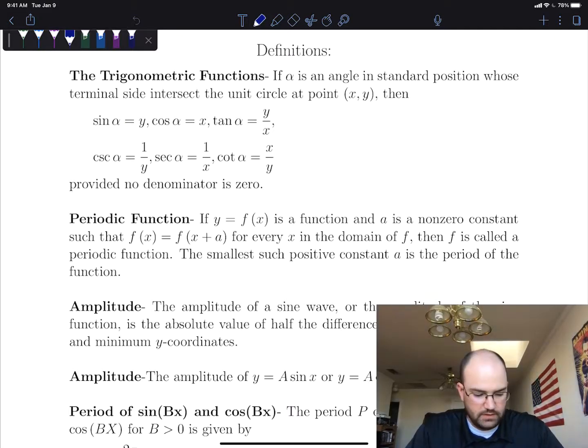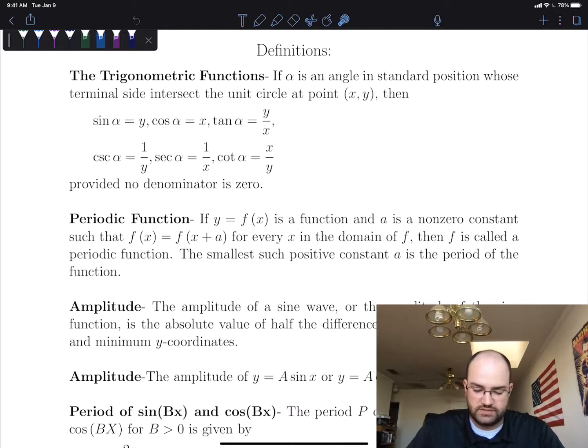Hello. In this video, we want to look at some definitions. The first is the trigonometric functions. If alpha is an angle in standard position whose terminal side intersects the unit circle at point (x, y), then sine alpha equals y, cosine alpha equals x, tangent alpha equals y over x, cosecant alpha is 1 over y, secant alpha is 1 over x, and cotangent alpha is x over y, provided that no denominator is 0.